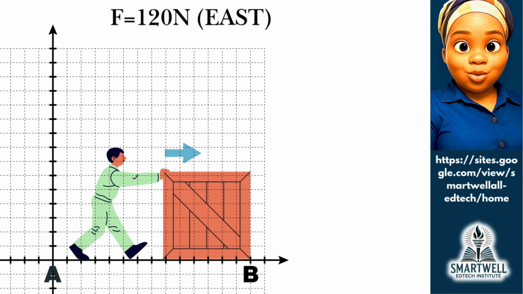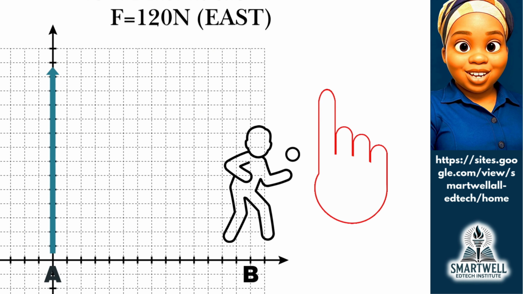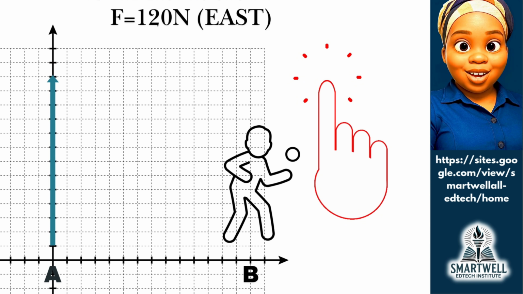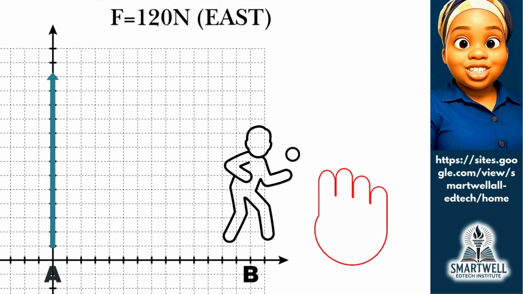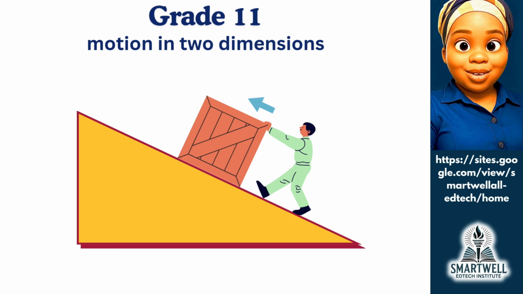You can also have one-dimensional motion in the vertical direction only. For example, a ball thrown straight up, an object falling straight down, that is still one-dimensional because only one direction is changing. Now in grade 11, we move to two dimensions.